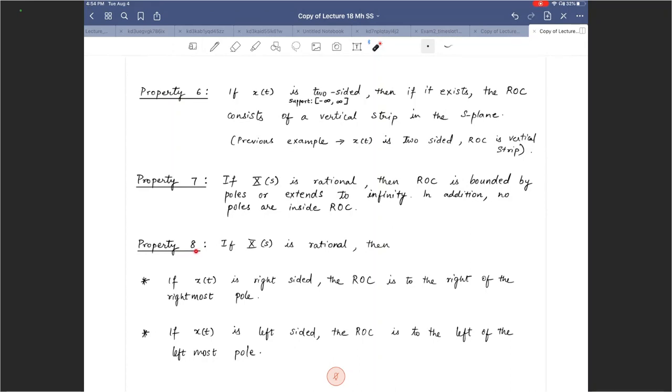Now, property 8 kind of summarizes the things we have been talking about earlier. If X of s is rational, then there could be two things. If x of t is right-sided, then the region of convergence is to the right of the rightmost pole. And if x of t is left-sided, the region of convergence is going to be to the left of the leftmost pole. So if we know the classification of the time domain signal, right-sided versus left-sided, then we can pick out the region of convergence for those signals.